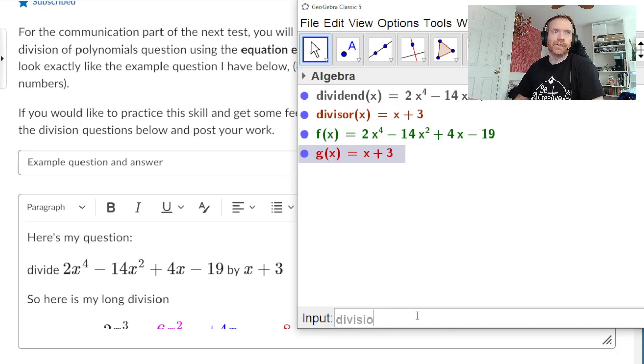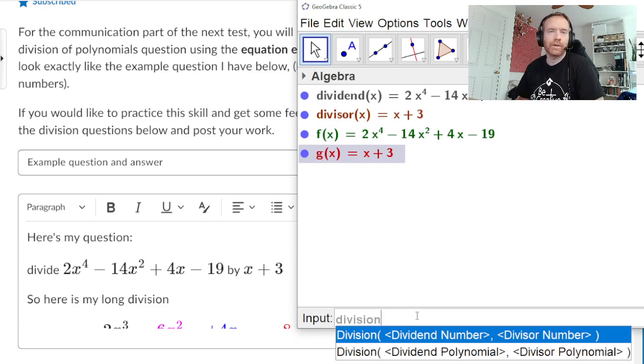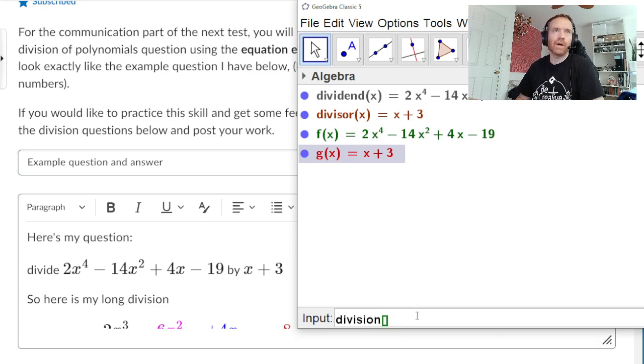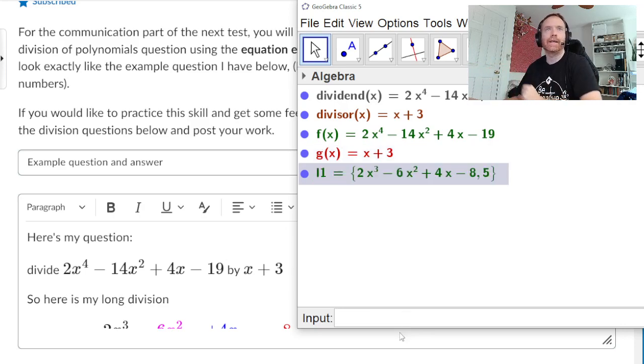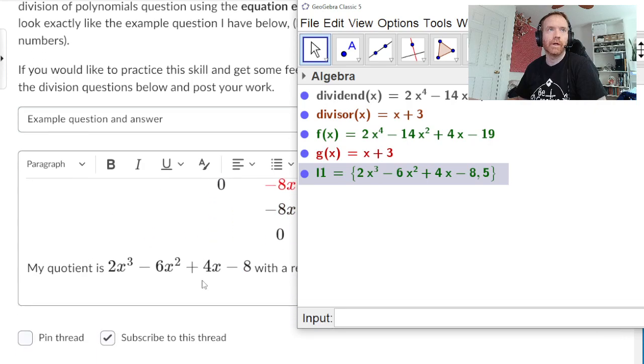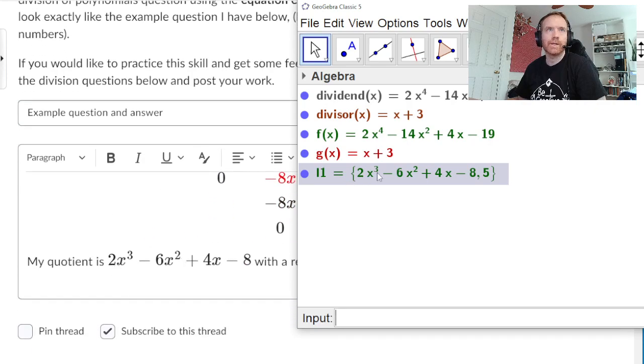So I type division. Now it asks what polynomial and what's the divisor. So I want to divide f by g. Basically I type division, open a bracket, f, comma, g. F is the thing I want to be divided, g is the thing I want to divide it by. I hit enter. Now look at the miracle of Geogebra. There's the quotient: 2x cubed, take away 6x squared, plus 4x, take away 8.